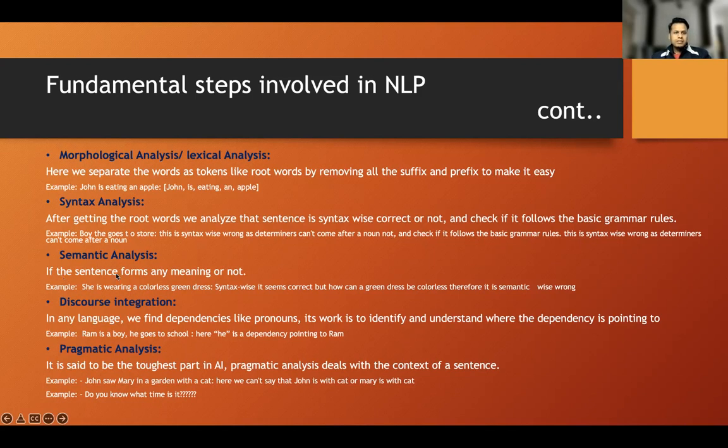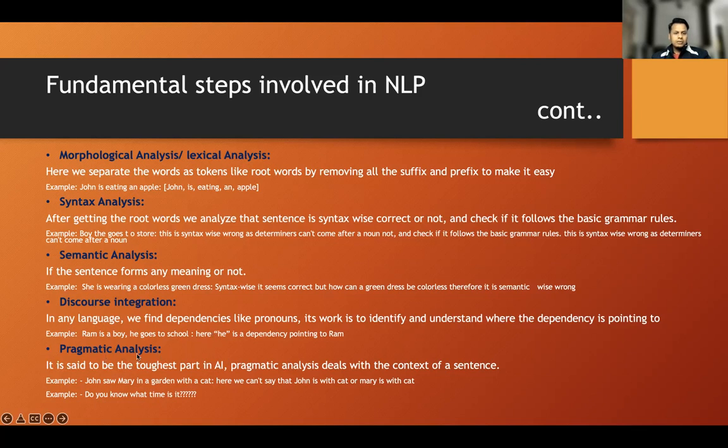Semantic analysis: whether the sentence forms any meaning or not. What is the example? Let's say, "She is wearing a colorless green dress." The sentence looks correct, but is it semantically correct or not? Syntax-wise it seems correct, but how can a green dress be colorless? Therefore it is semantically wrong. Now discourse integration: in any language we find dependencies like pronouns, and its work is to identify and understand what the dependency is pointing to. Let's say, "Ram is a boy, he goes to school." Of course we are using a pronoun here, he. Here "he" is a dependency pointing to Ram. That is called discourse integration.